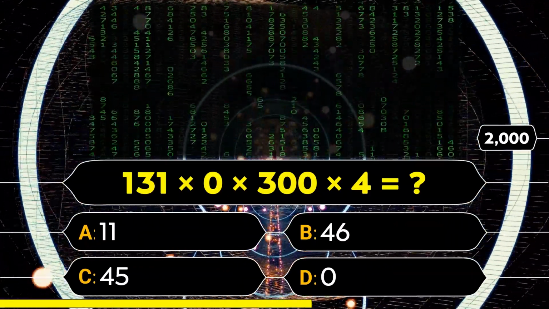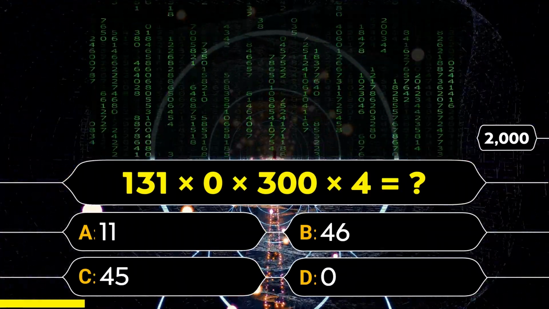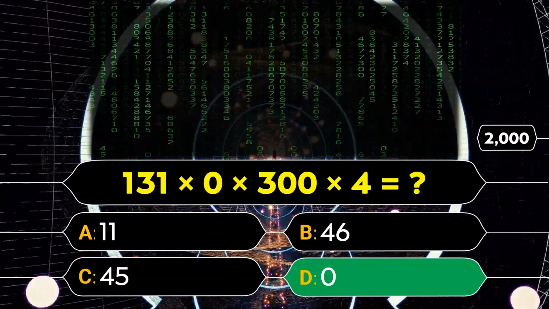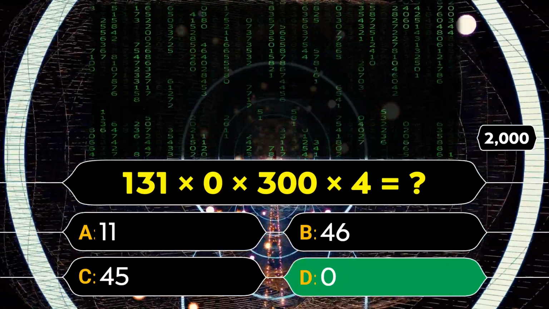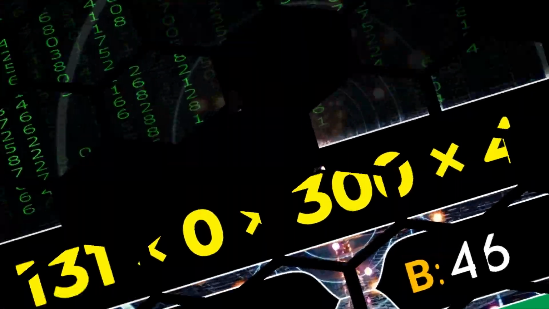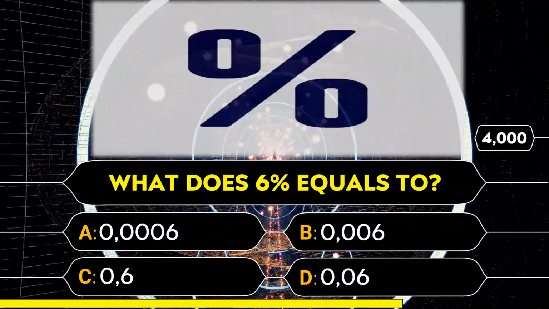Can you tell me what the product of 131 times 0 times 300 times 4 is? The correct answer is 0. As we all remember from school, any number multiplied by 0 is always 0. Well done if you got it right. Let's continue with your next question and test your knowledge of percentages.